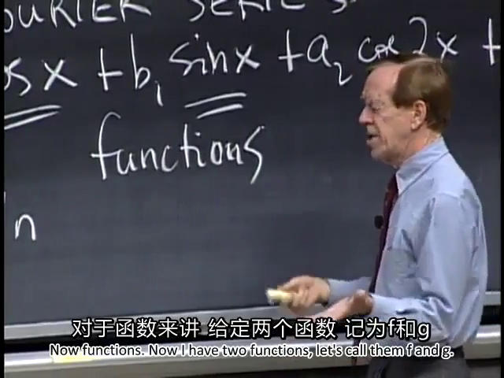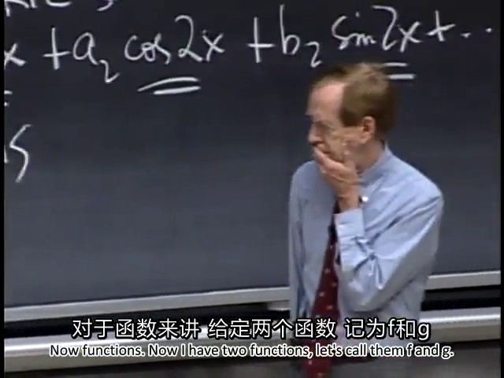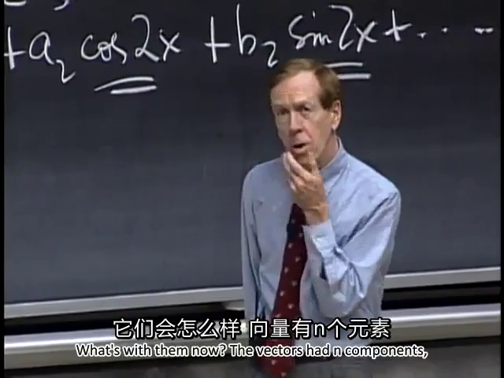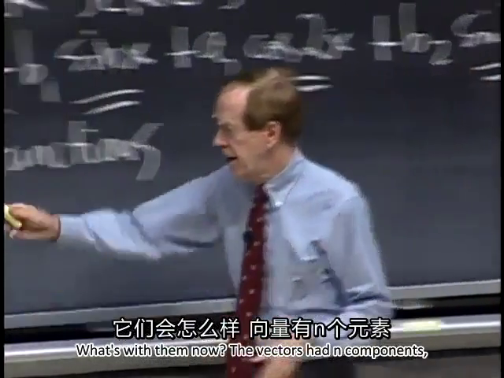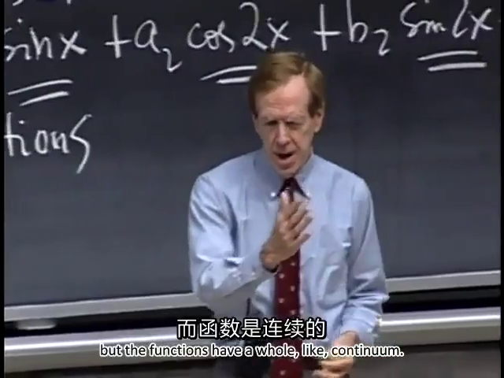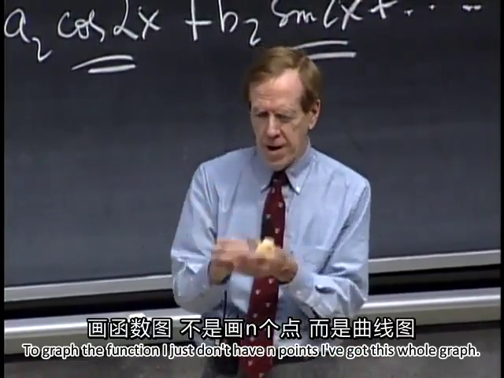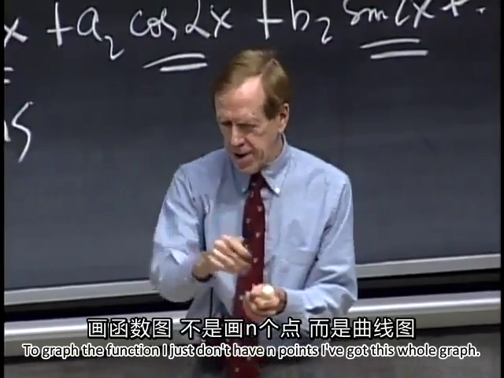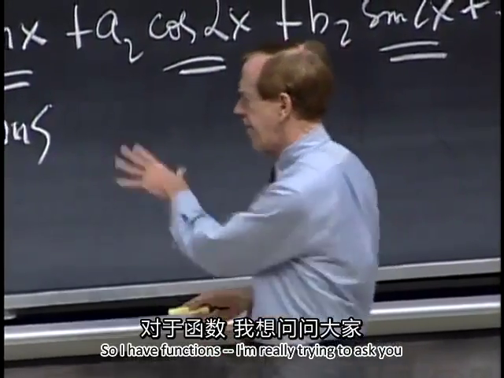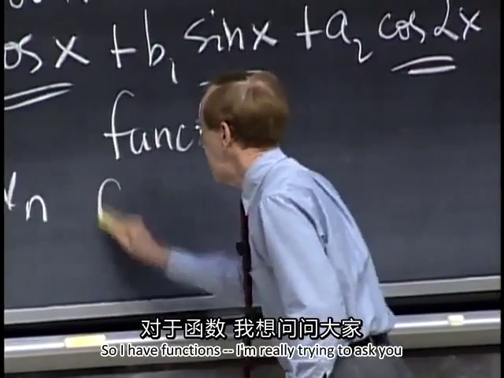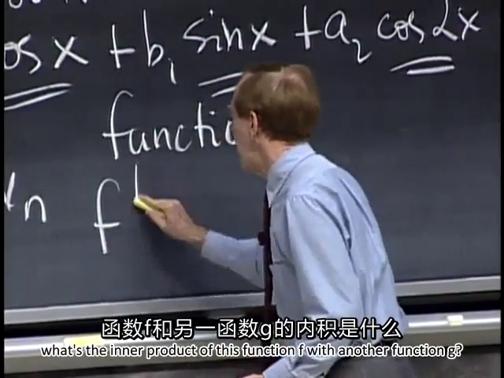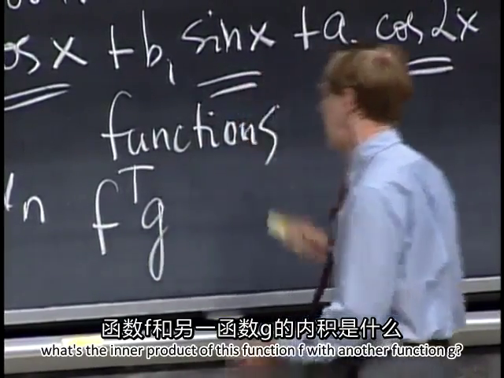Now I have two functions, let's call them f and g. What's with them now? The vectors had n components, but the functions have a whole continuum. To graph the function, I just don't have n points. I've got this whole graph. So I have functions. I'm really trying to ask you, what's the inner product of this function f with another function g?